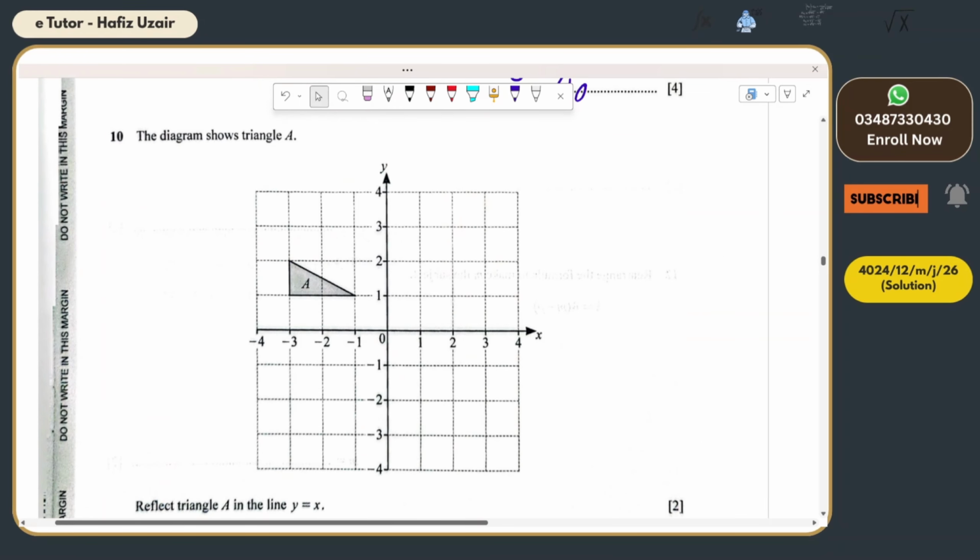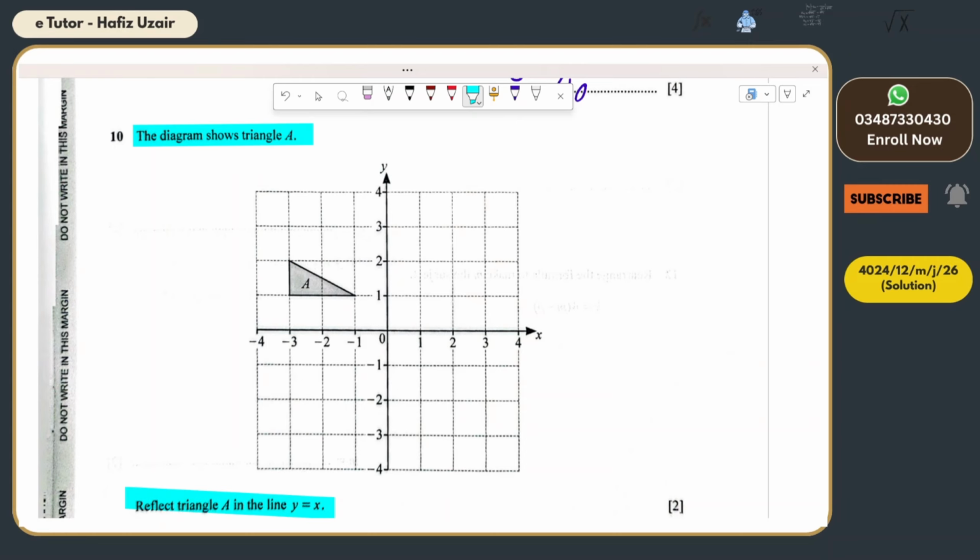Now let's start with question number 10. So in question number 10, the diagram shows triangle A. All right. So now you need to reflect the triangle in the line y equals x. So what is the line y equals x? y equals x is the line that passes through 0, 0, 1, 1, 2, 2, 3, 3, and you can say minus 1, minus 1, minus 2, minus 2, minus 3, minus 3. So this is the line that is passing through all these points. So this is the line y equals x. So you can say roughly this line is over here.